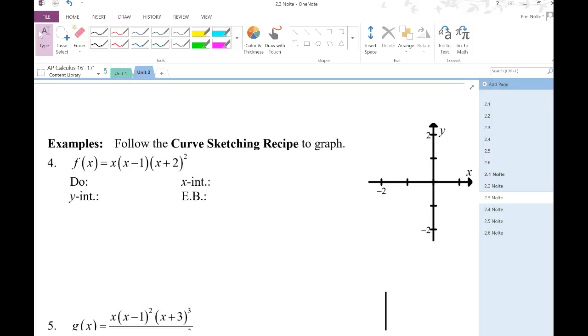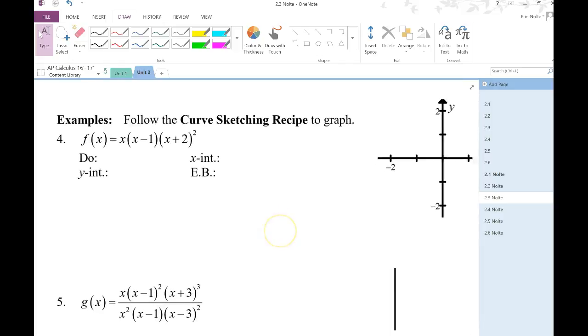Now before I even start this, I'm going to look at this and say, what does this look like? What is the parent function that this is going to look like? If I was going to put this in standard form, what would the very first term be? If I was going to FOIL it and put it into standard form, what would the first term be? X to the 4. There it is. Okay, so x to the 4th.